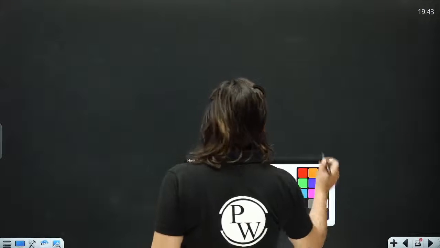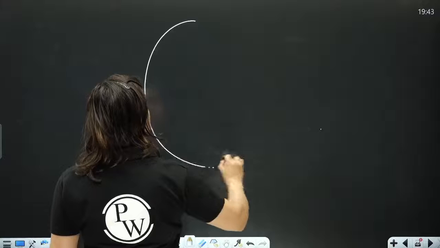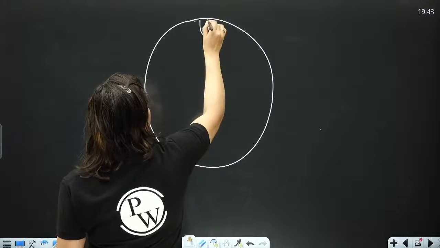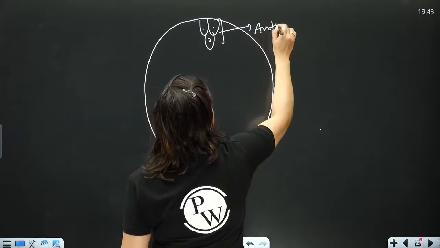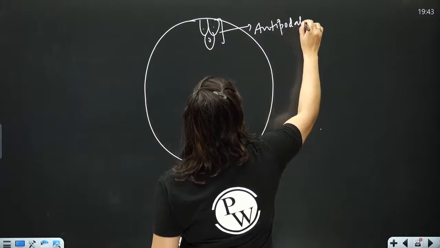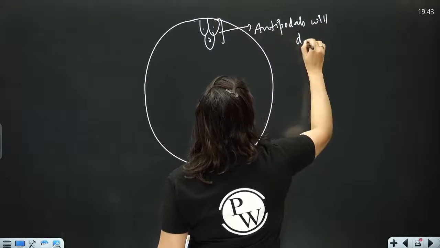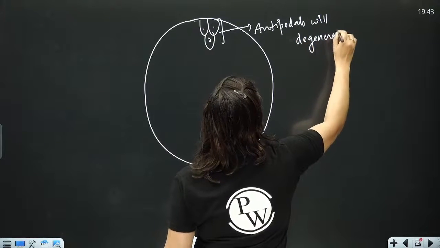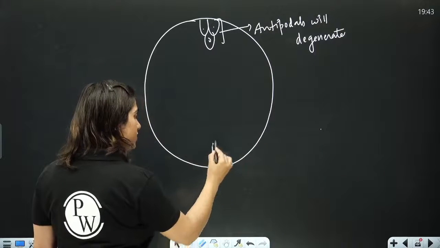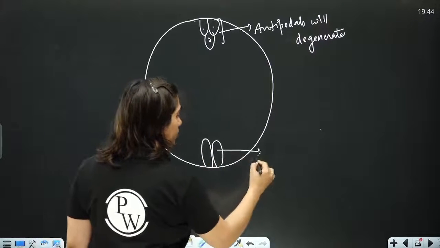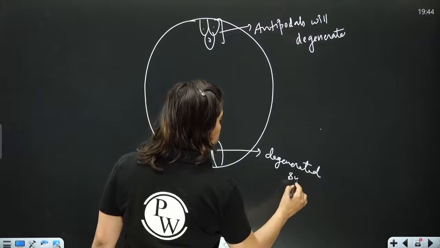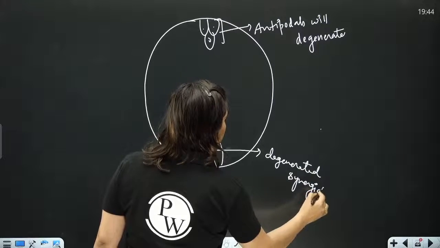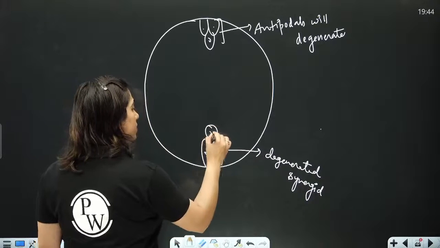Now, what will happen? Ultimately, this is the embryo sac. The three antipodals, they will degenerate. One of the synergids has already degenerated before the entry of the pollen tube. Right? This is the egg cell.